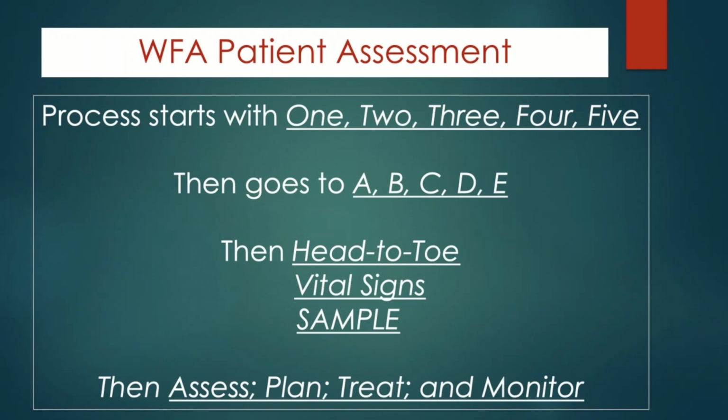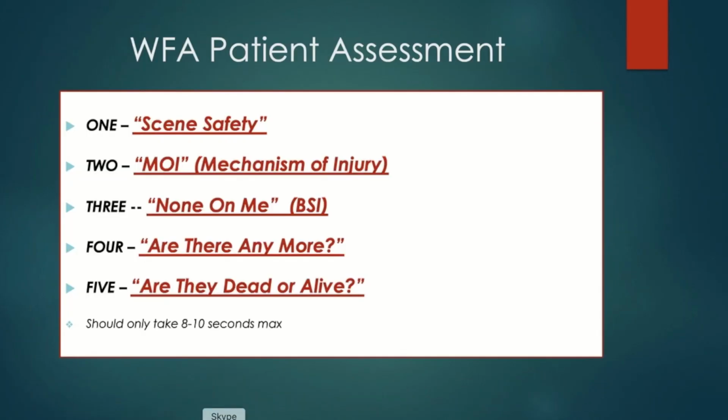At a high level, this is the process we use to approach an incident in the wilderness where someone might need or request first aid. It starts out with 1, 2, 3, 4, 5, then goes to A, B, C, D, E, then goes to the head-to-toe exam, vital signs, and SAMPLE. The patient assessment finishes with your assessment, your plan for treatment, the treatment itself, and your monitoring in the field. 1, 2, 3, 4, and 5 are performed before you even approach the victim.